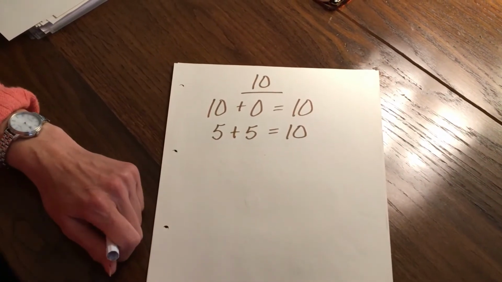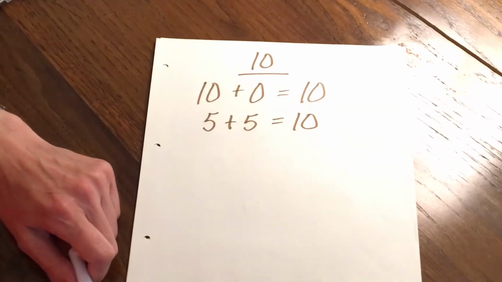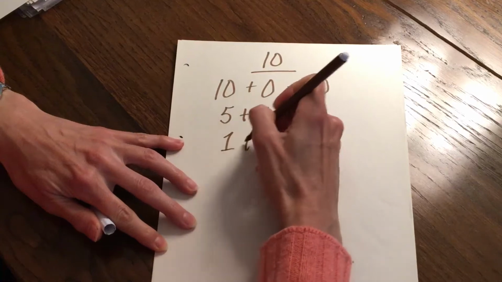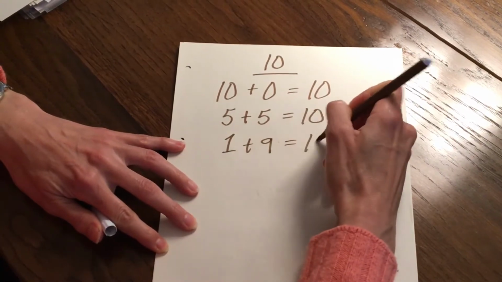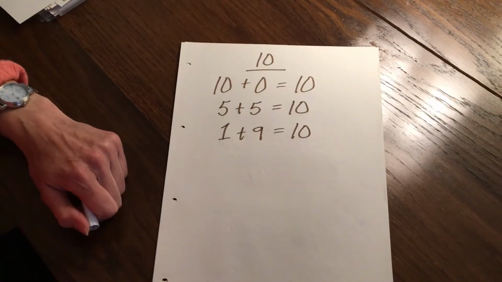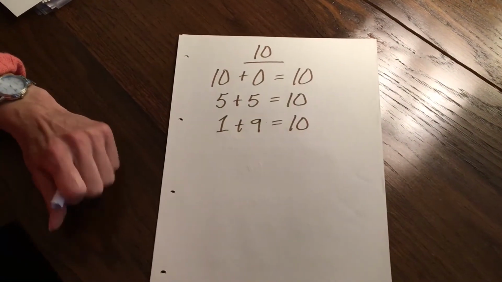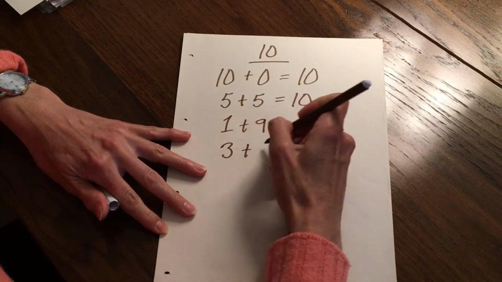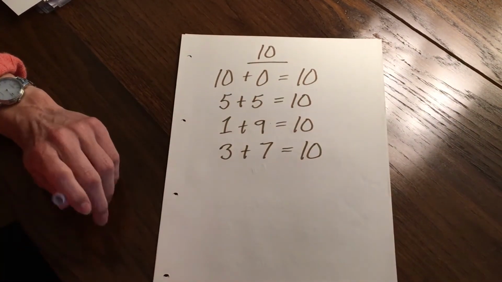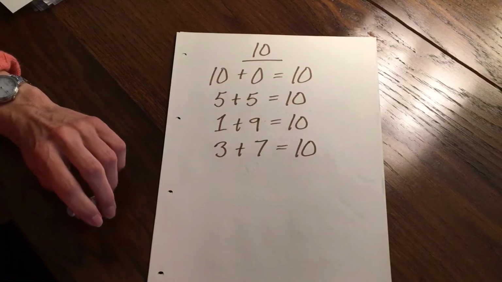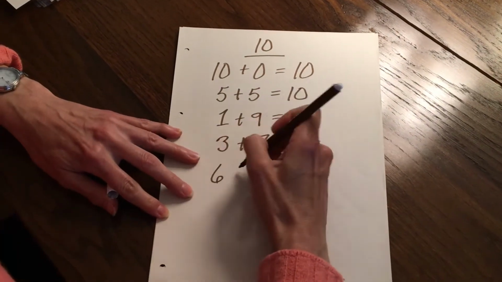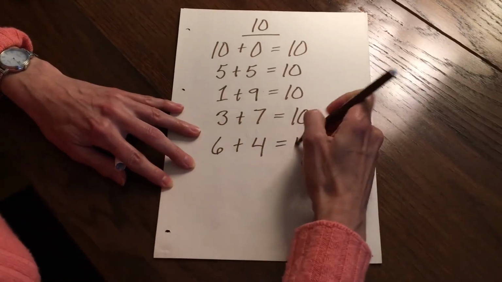Think of another way to make 10. Let's say using 1. Easy peasy. 1 plus 9 equals 10. Let's do using 3. You got it in your head? 3 plus 7 equals 10. And what about 4? Get that in your head? Yep. 6 plus 4 equals 10.